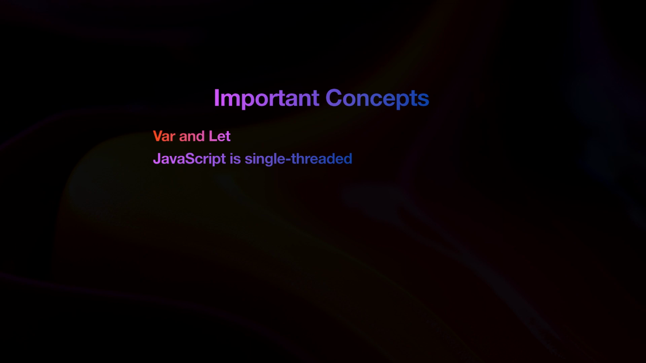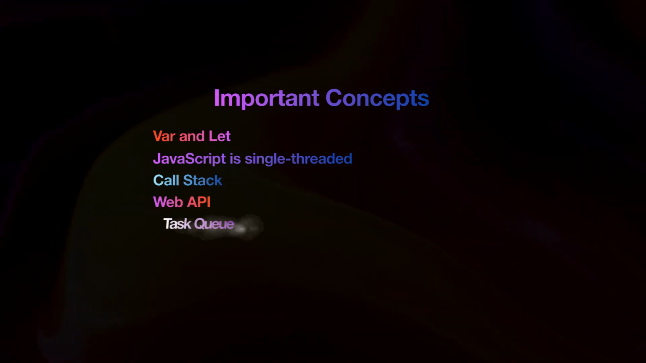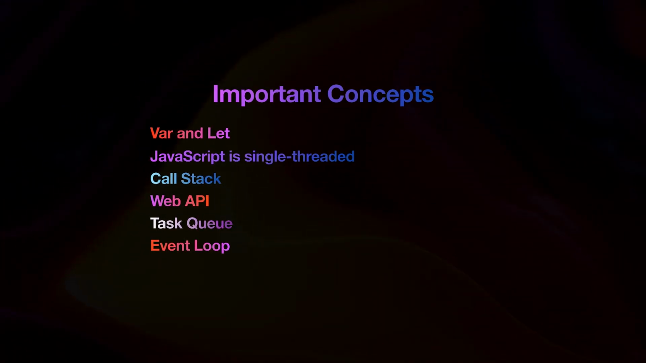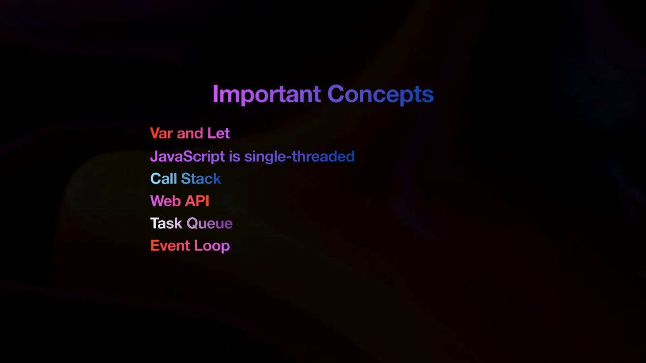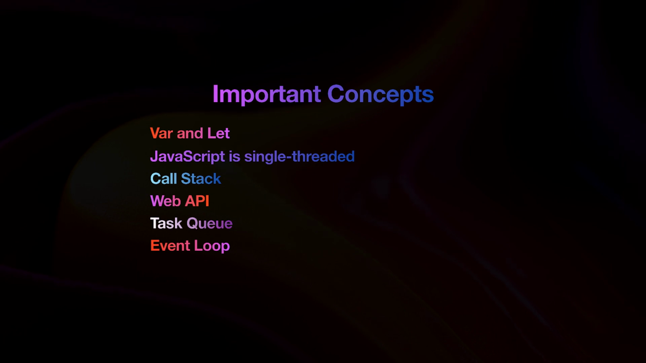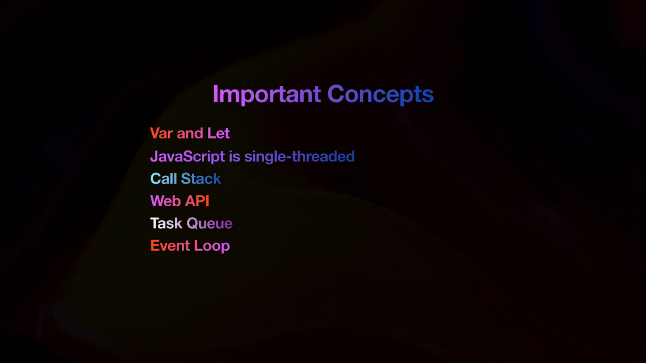Even though there aren't so many lines of code in this code snippet, there are so many concepts that need to be covered in order to fully understand what is going on. These important concepts are var and let, JavaScript single-threaded, call stack, web API, task queue, and event loop.